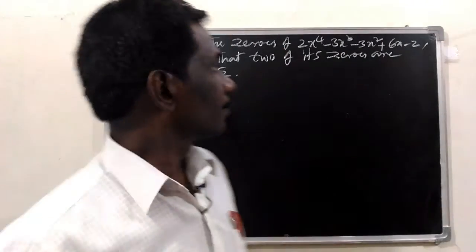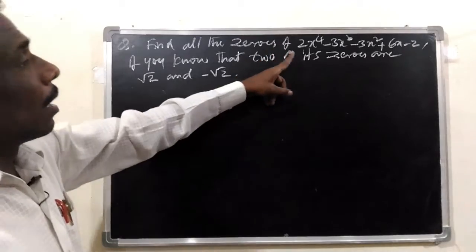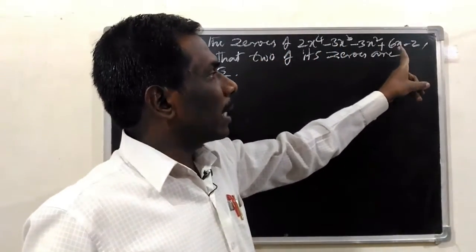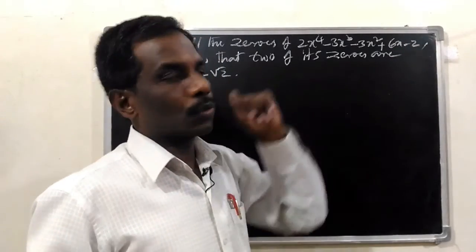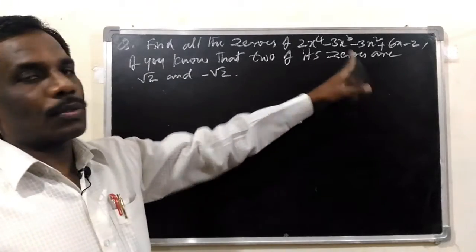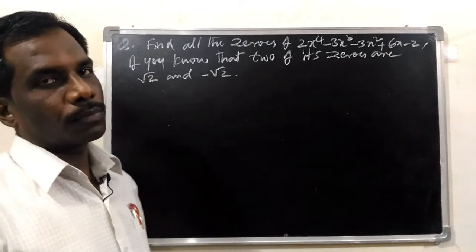Now next question. Find all the zeros of 2x power 4 minus 3x cube minus 3x square plus 6x minus 2, if you know that two of its zeros are root 2 and minus root 2.